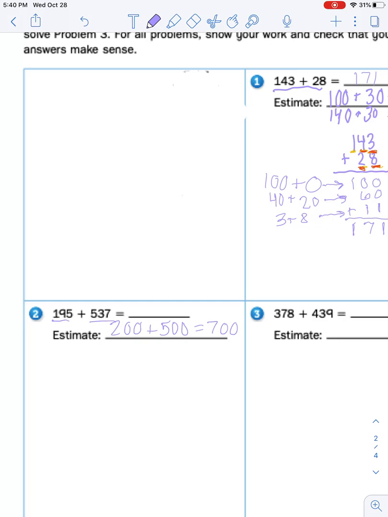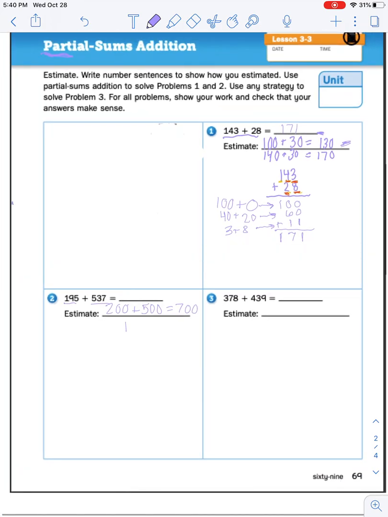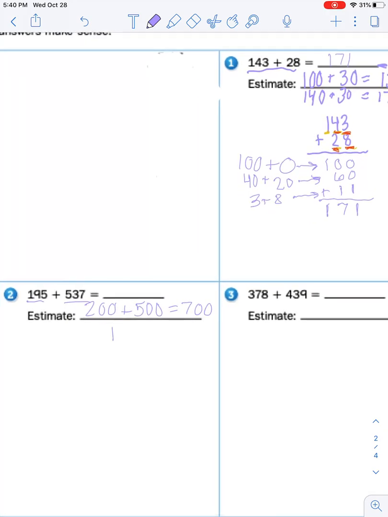Now let's see if when I do my partial sums, that estimate matches up or is pretty close. All right, remember, write up and down. So you're gonna put your 195 plus 537. All right, don't just go and start adding. We're doing partial sums addition.